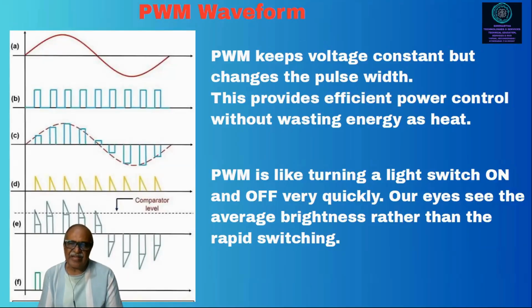PWM is like turning a light switch on and off very quickly. Our eyes see the average brightness rather than the rapid switching, because if the frequency crosses our limit, you cannot see it with the eyes. In this graph, A, B, C, D, you can see different types of PWM pulses.